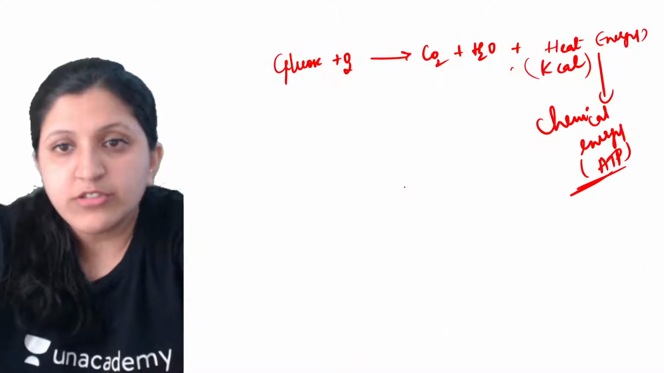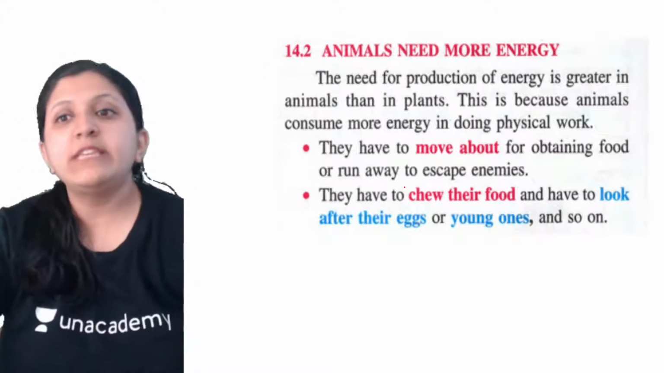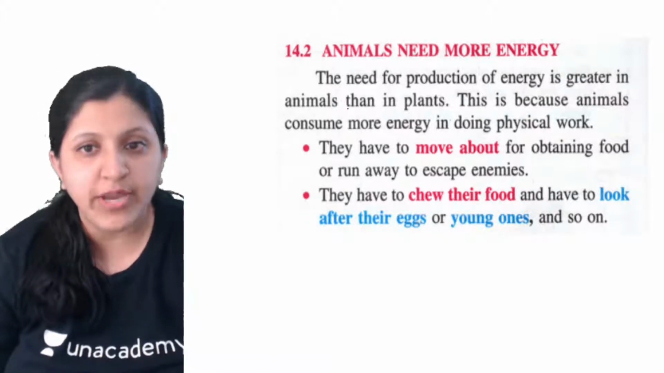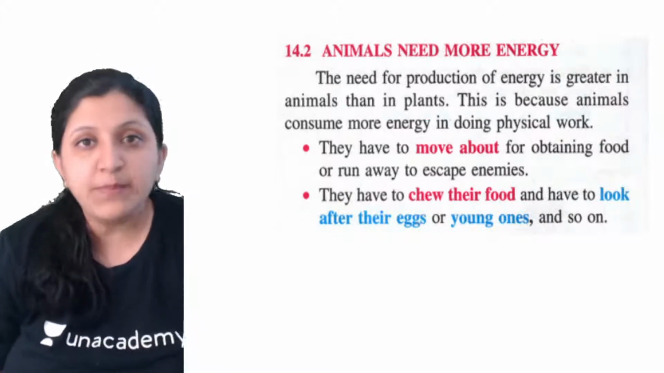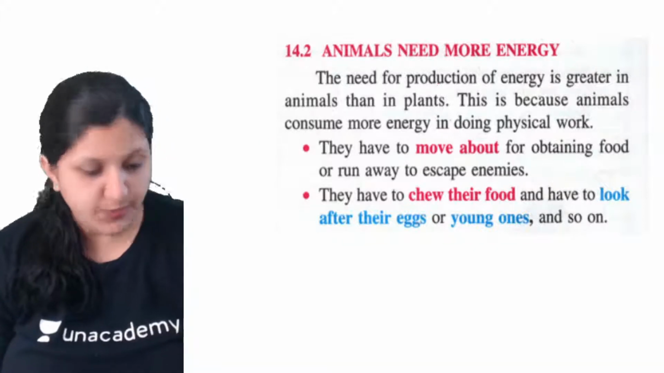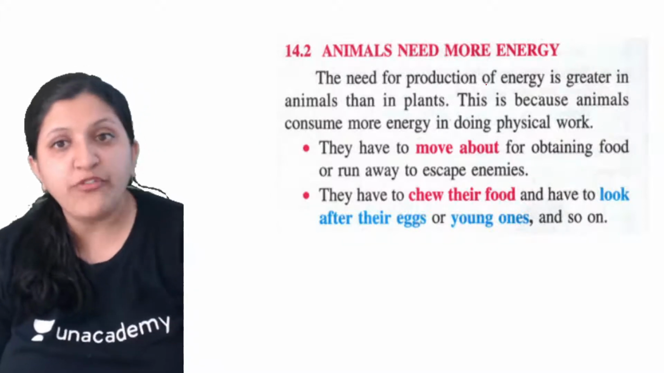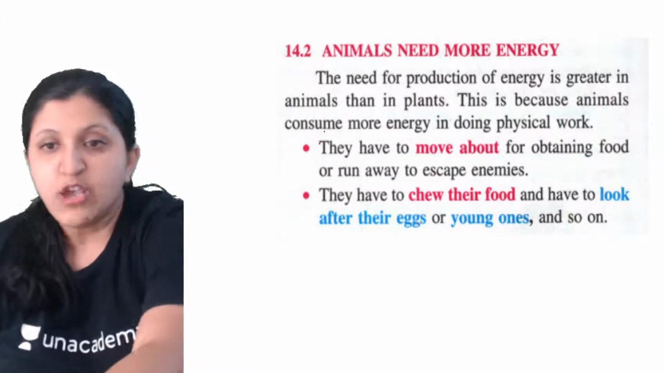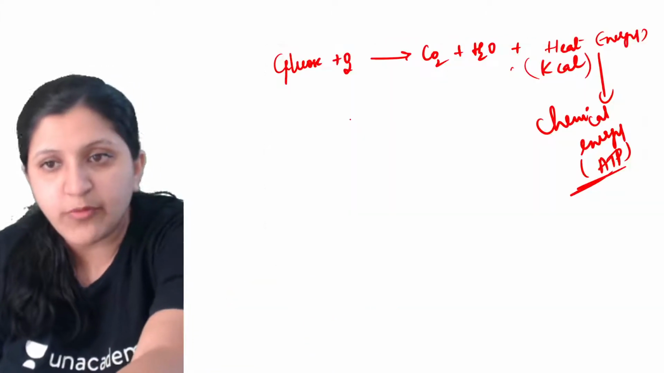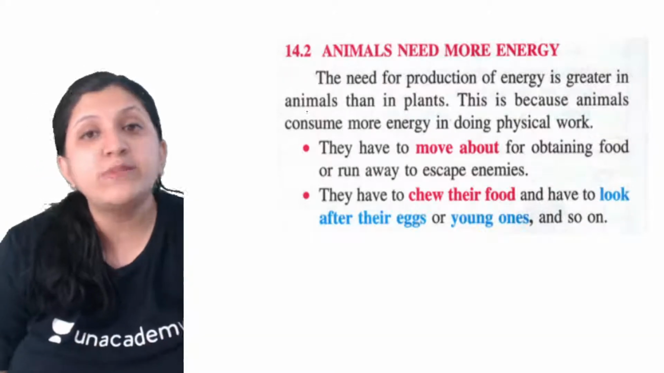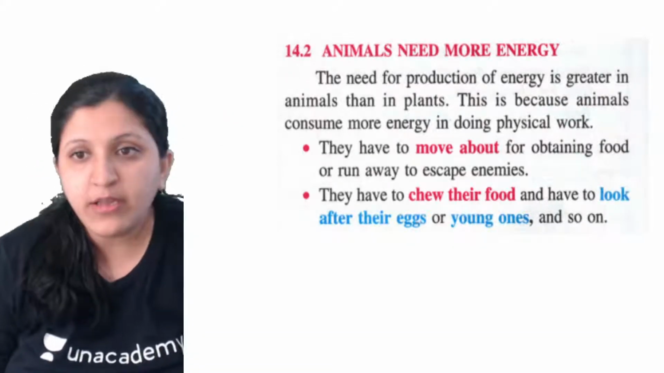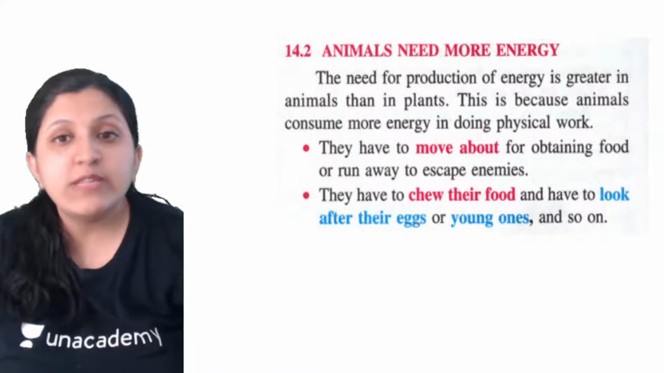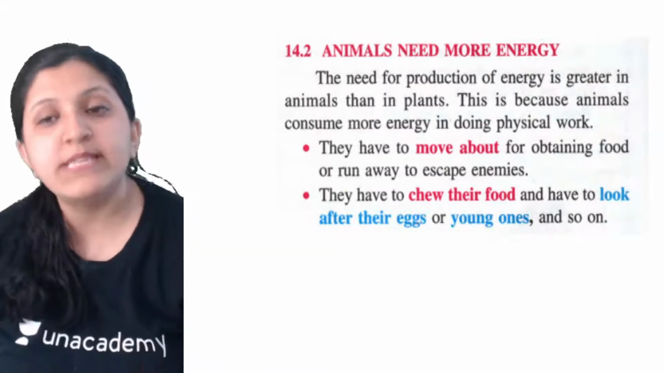Other than that, animals need more energy, so the need for production of energy is greater in animals than in plants. This is with respect to the need for production of energy. So why is there a requirement of energy for all this? We saw this one. Now, comparing with plants, the need for energy is greater in animals than in plants.